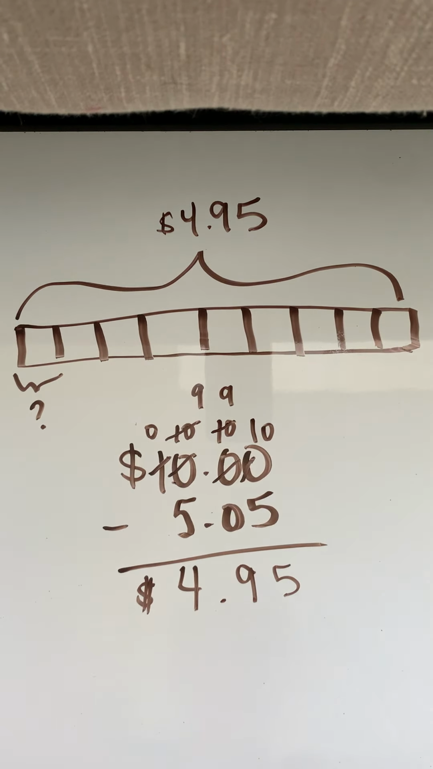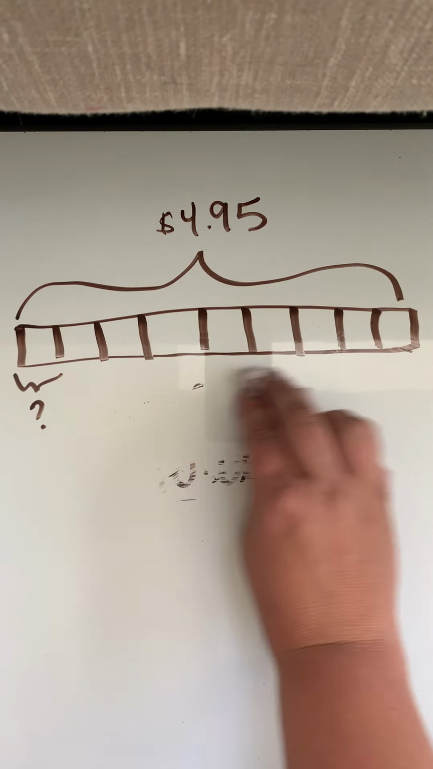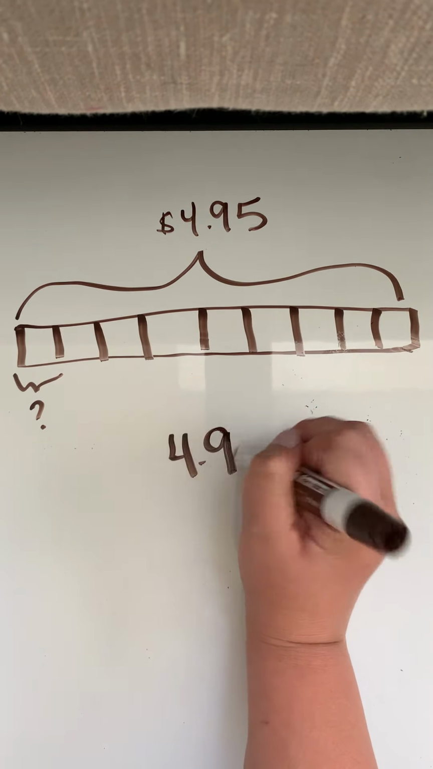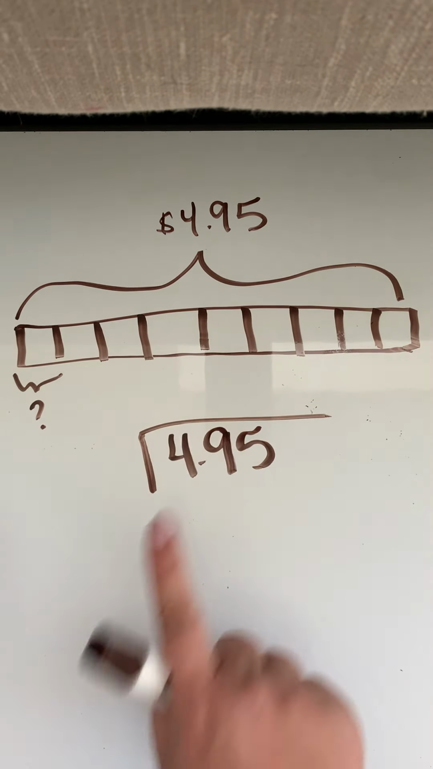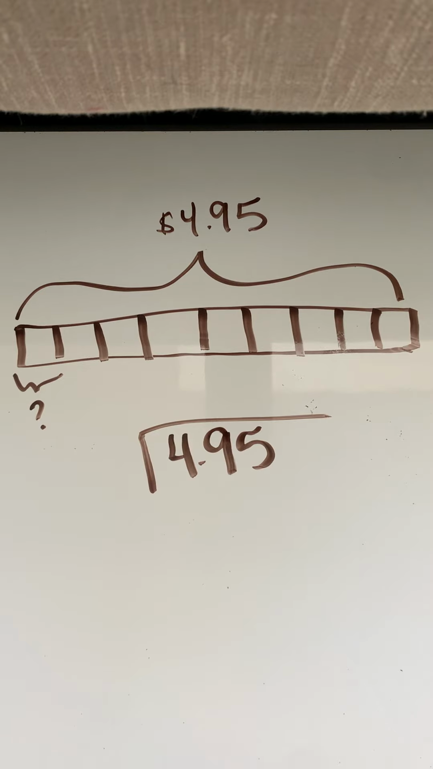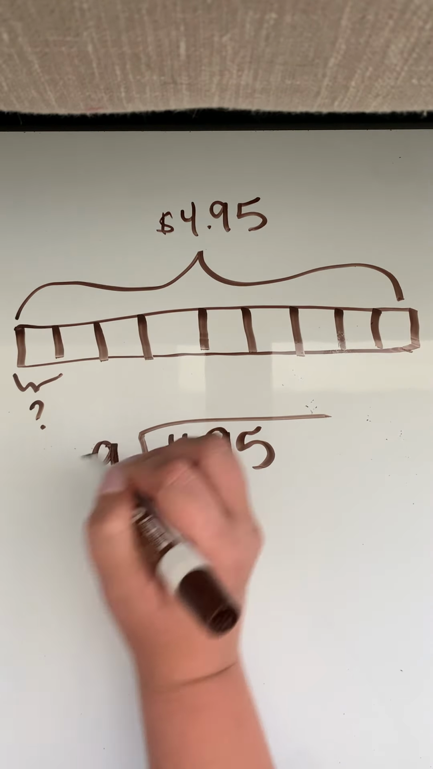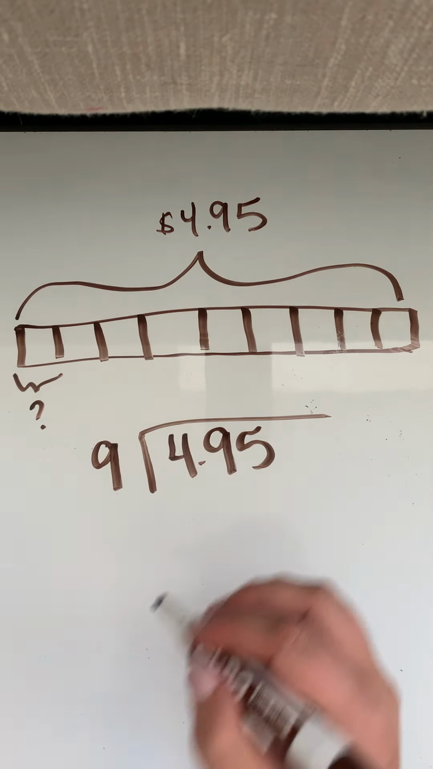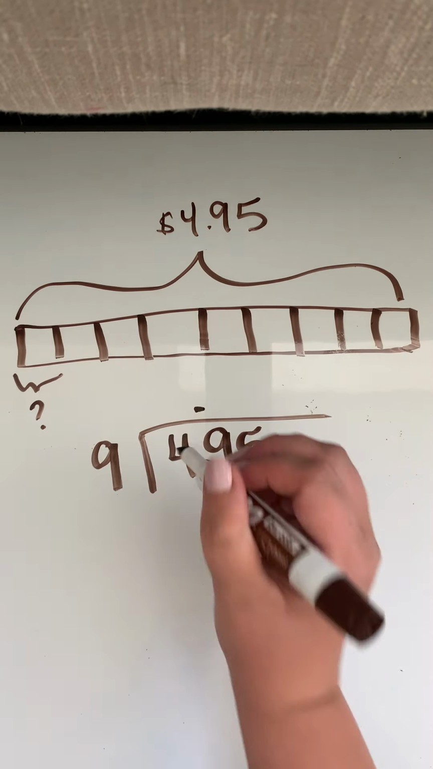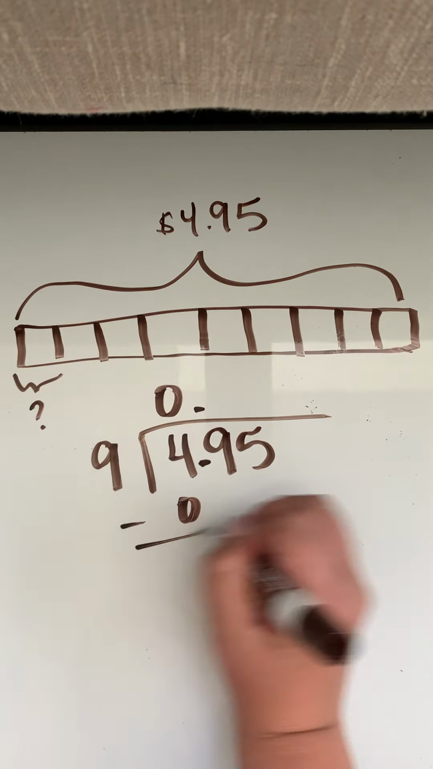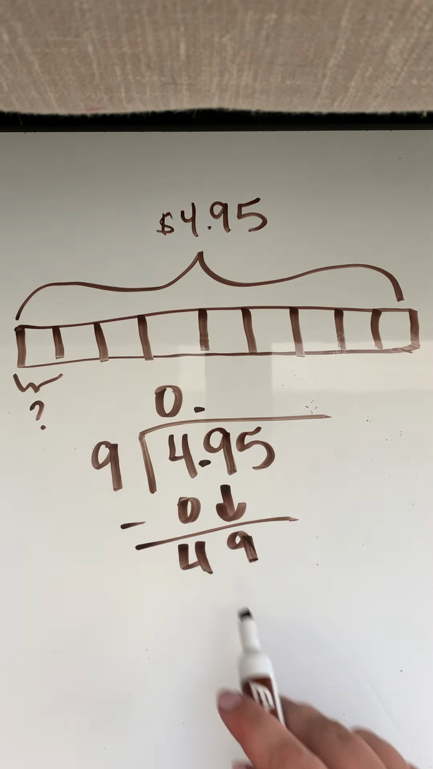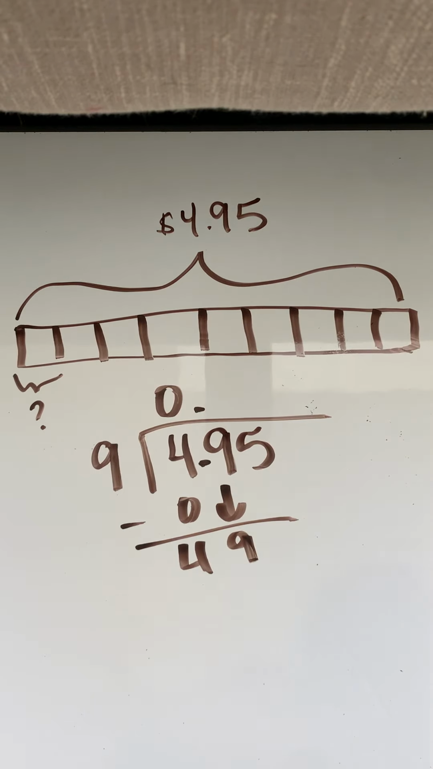So now I need to take my $4 and my 95 cents that I just figured out, and I need to do what to it to figure out how much each little guy is worth. What would I divide it by? Excellent. I'm going to divide it by my 9. So bring up my decimal before I forget. 9 times nothing is going to get me close to 4. Okay, don't bring down your decimal, just bring it up when you're dividing.